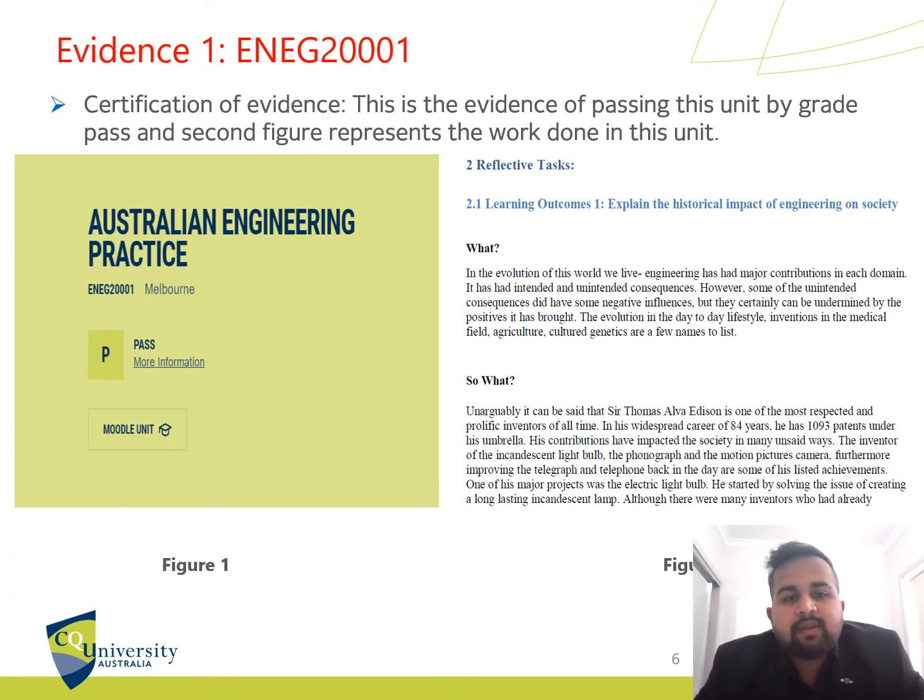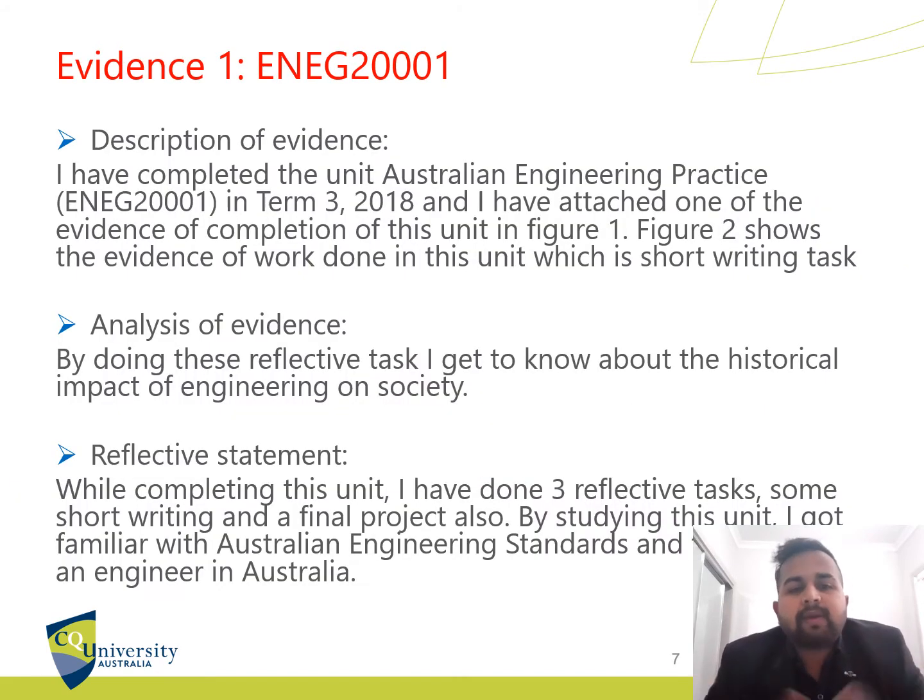Coming to evidence 1, that is the certification of evidence, and this is the evidence of passing this unit with grade B, and the second figure represents the work done in this unit. I completed this unit, Australian Engineering Practice, in term 3 2018, and I have attached one piece of evidence of completion of this unit in figure 1, and figure 2 represents the work done in this unit, which is a short writing task. For analysis, by doing these reflective tasks I get to know about the historical impacts on engineering and on our society.